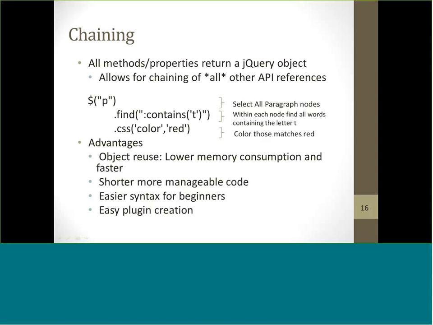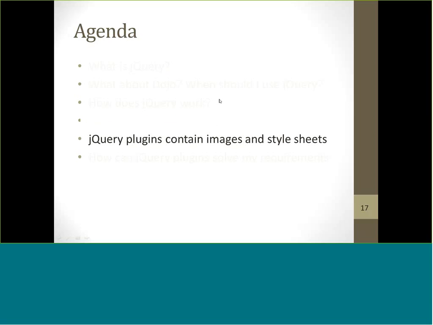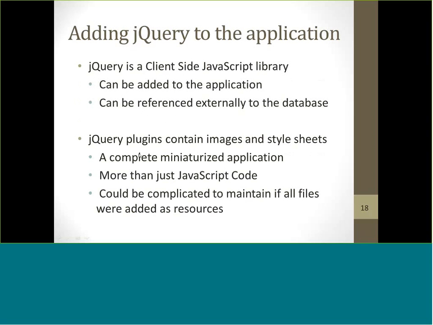Within the chaining, it always retains a link back to the original DOM elements that were selected. Meaning you get lower memory usage and it's quicker. You get short pieces of code. Again, it looks very simple, and more importantly, allows for plugin creation, and that's what we will come to in a few minutes. So let's take a brief moment and see how do I actually add jQuery to my web pages. And in the slides that will be published with this, you can see some of the steps I use, and I'm going to do a little demonstration in a minute.